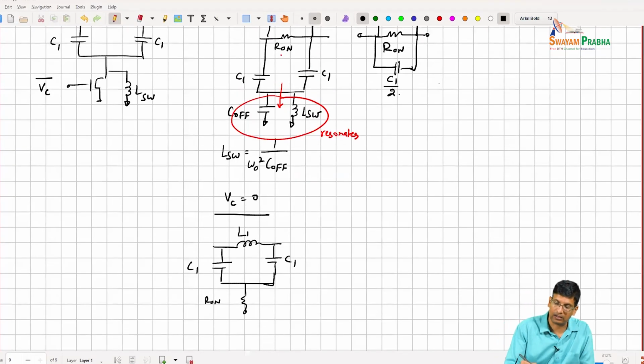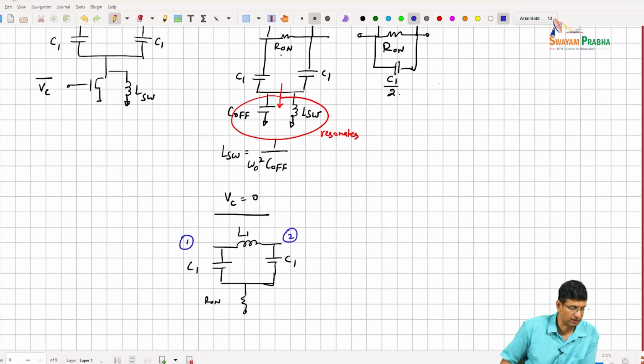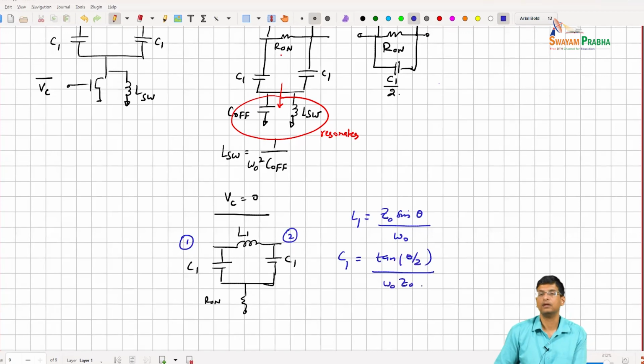So in this scenario, this is a pi section, right? And we can consider this port 1, port 2, right? And if we want to get a certain phase shift theta between them, right? So you can design, at a certain impedance, L1 as Z naught sine theta by omega naught, right? And then your C1 is tan theta divided by 2 divided by omega naught Z naught, right?